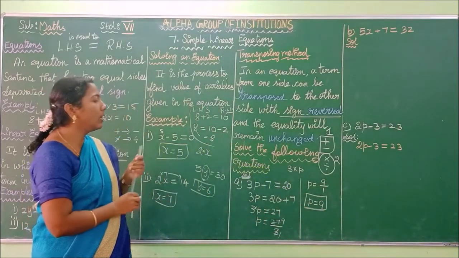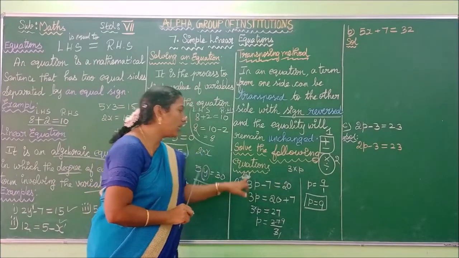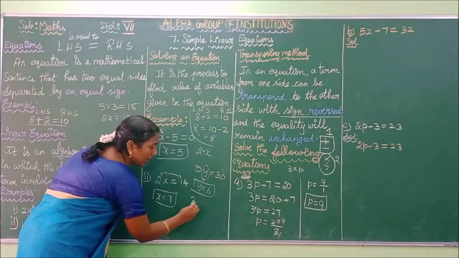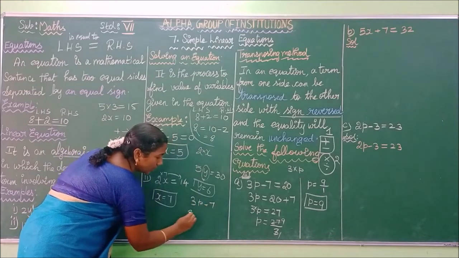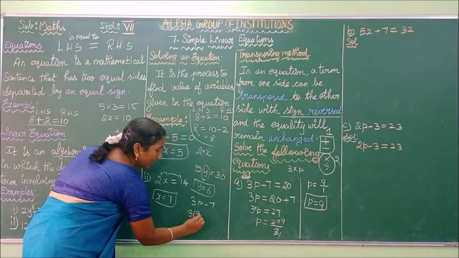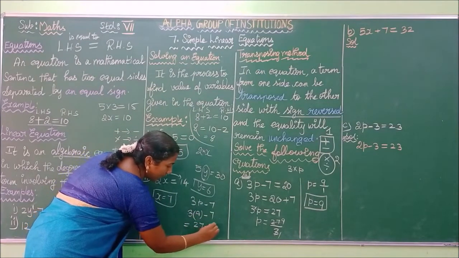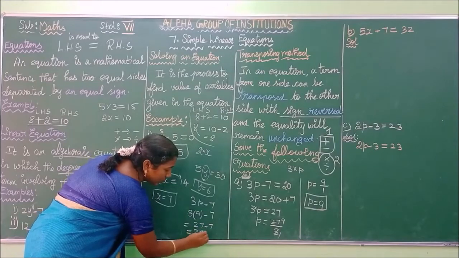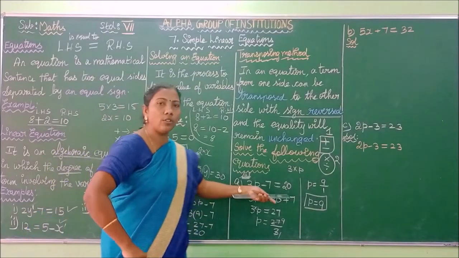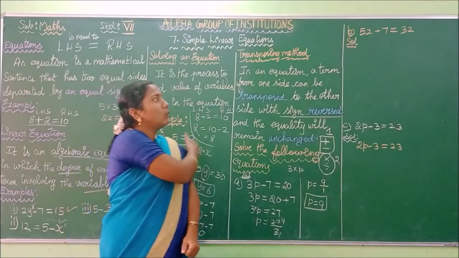Do you understand children? Now let us check whether our answer is right or wrong. Further you have to consider this value, 3p minus 7. 3 into, what is the value of p? 9. So 3 into 9 minus 7. 3 nines are 27 minus 7. So our answer is 20. Thus here also we have 20. Thus our answer is correct. Okay, do you understand children? Let us move to the next problem.